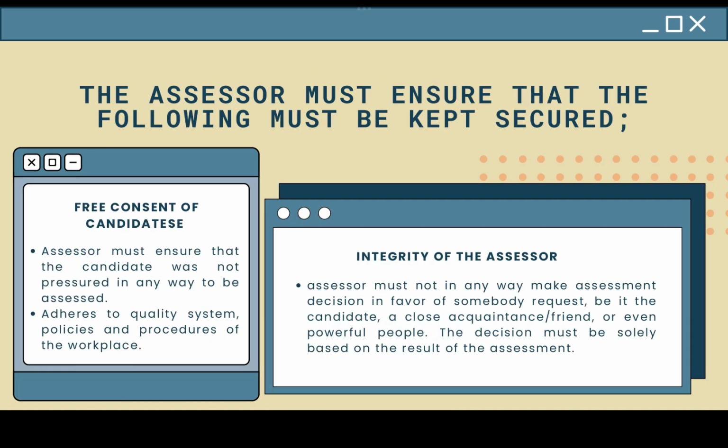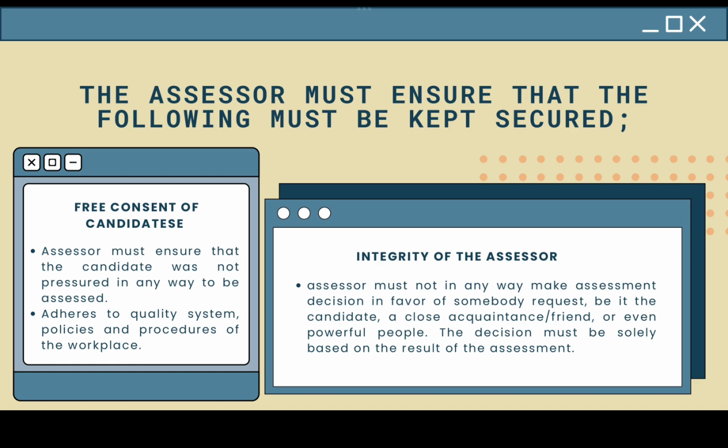Pre-consent of candidates. So, assessor must ensure that the candidate was not pressured in any way to be assessed, and adheres to quality system, policies, and procedure of the workplace. So, dito, we as the assessor, wag naman natin na i-pressure yung candidates natin.